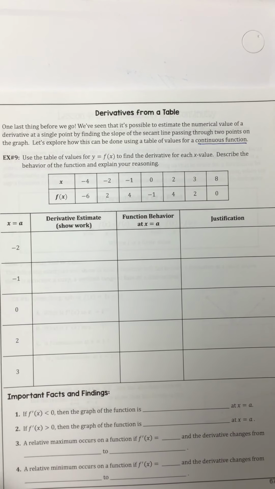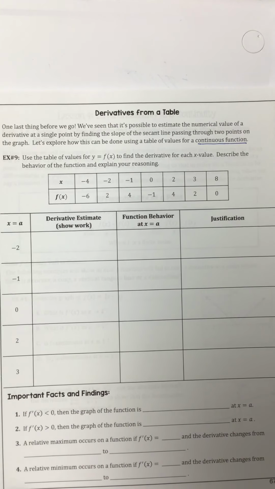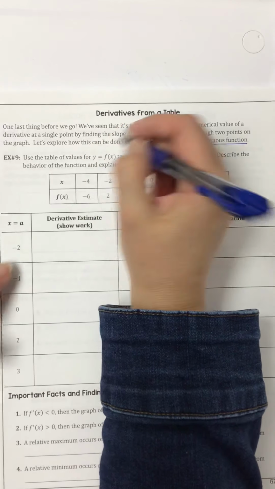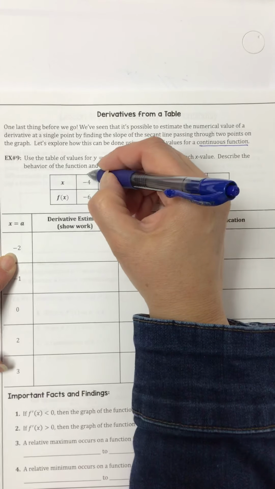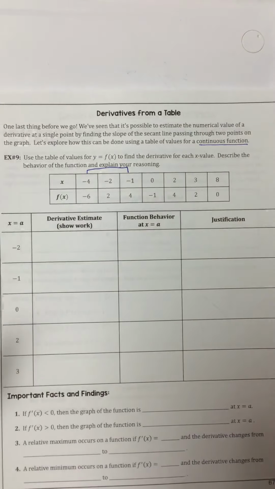Use the table of values for y equals f of x to find the derivative for each x value. Describe the behavior of the function and explain your reasoning. So you did this in your last homework assignment, didn't you? Where you use the 2 points, so -2 is what we're talking about, and so you use the 2 points around it to estimate the derivative.